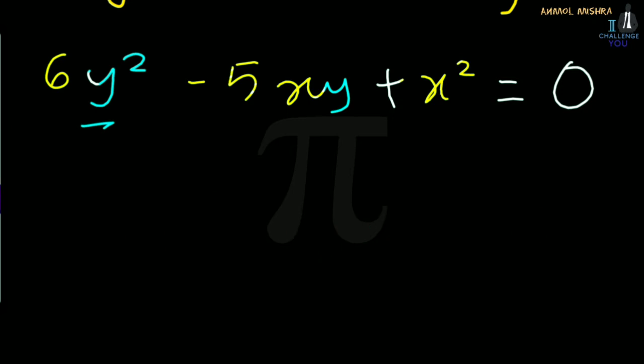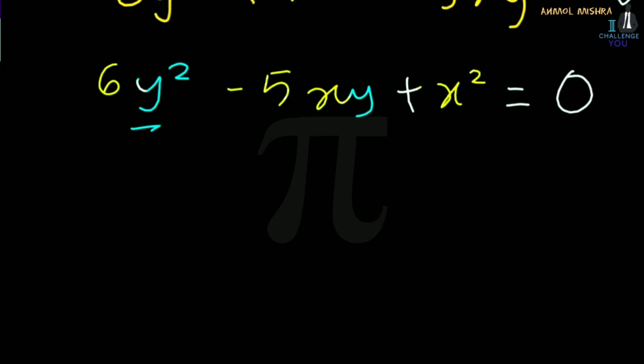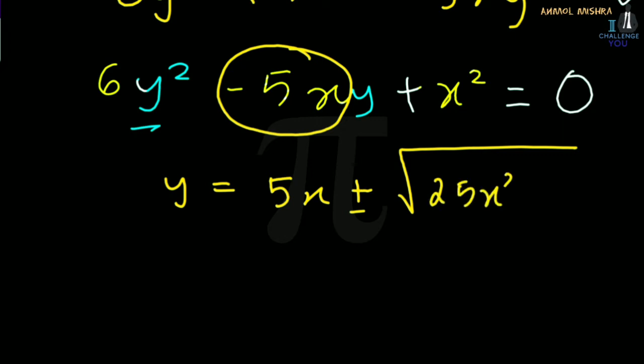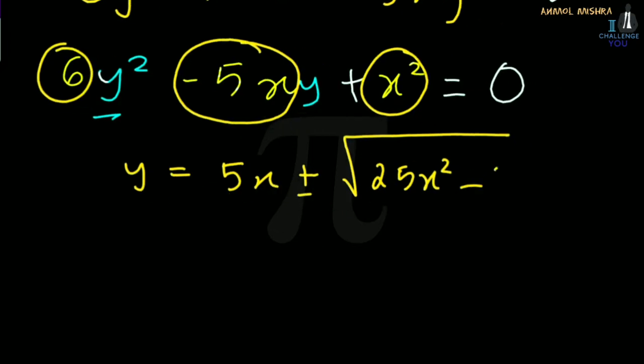So solving this quadratic equation by the quadratic formula, y, that is the constant in this, is equal to negative b. So 5x, it's already negative, so 5x plus and minus under root b square. So 5x the whole square means 25x square minus 4ac. So 4 into x square into 6. So 4 into 6, 24. So minus 24 and x square.